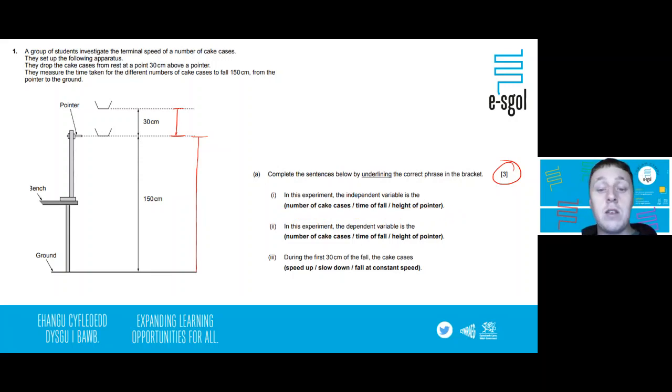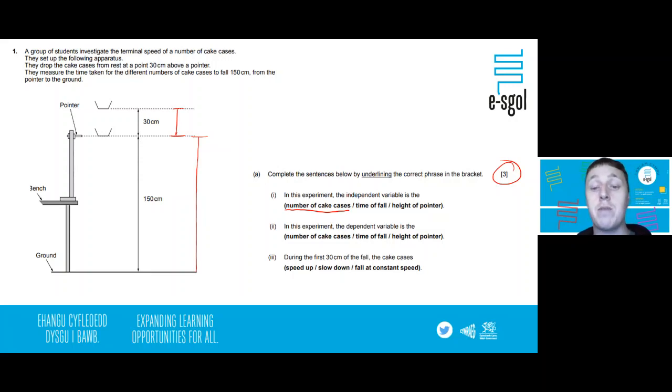So in this experiment, the independent variable is one of the 3 options below, which are number of cupcake cases, time of the fall, or height of the pointer. Hopefully you remember, if you had the opportunity to perform or see this experiment, the thing that was changed, because the independent variable is the thing that you change, is the number of cupcake cases.